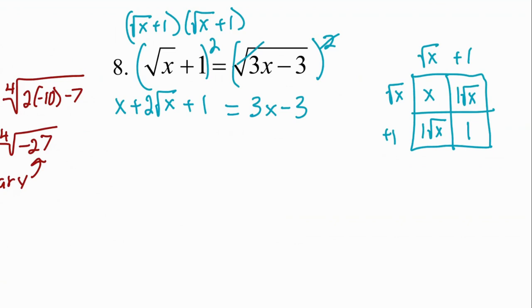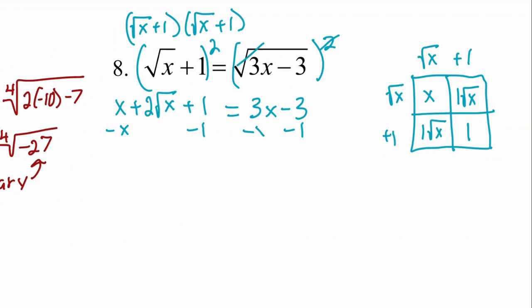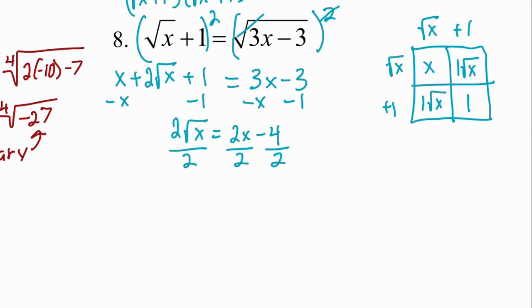So we got to isolate this radical now and then square both sides again. So that's what we're going to do now. I'm going to subtract 1 from both sides, and I'm going to subtract x from both sides. So I'm going to get 2 square root x equals 2x minus 4. I still have that 2 out front, so I do want to get rid of that. So I'm going to divide both sides by 2, dividing every single piece. So that's going to get rid of that 2 out front. So I'll just get the square root of x equals 2x divided by 2 is going to be x, and 4 divided by 2 is going to be 2.